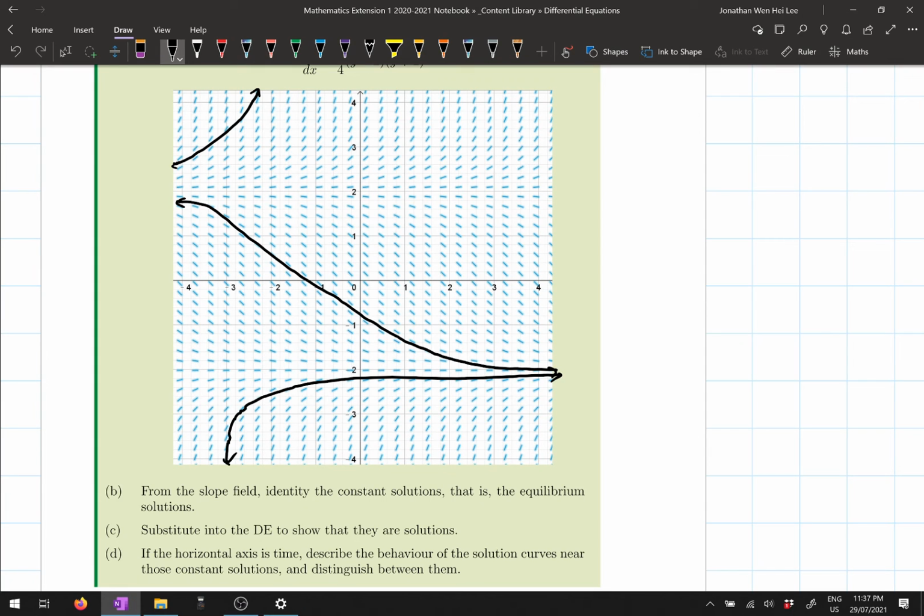Okay, next, part B. From the slope field, identify any constant solutions, that is, equilibrium solutions. So what we're trying to do is notice if there are any points where, if you had a solution there, it would just keep going, like it wouldn't move.